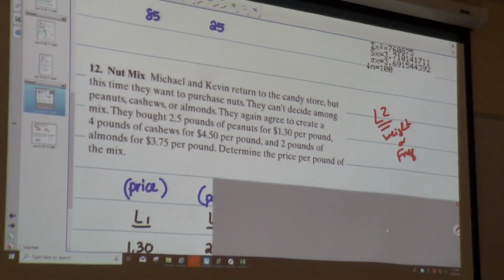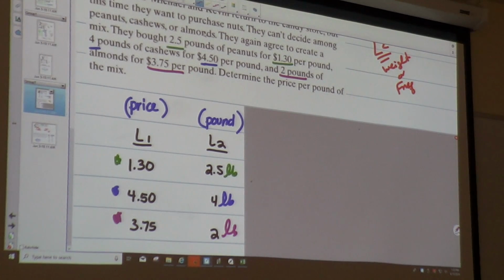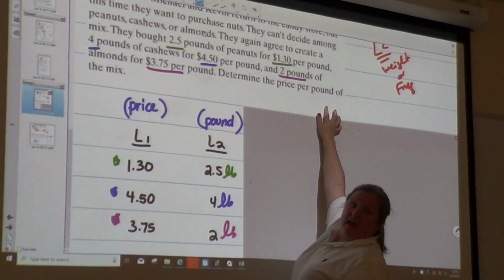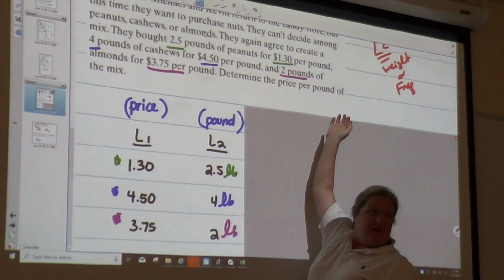So when I come over, I bought $1.30 for 2.5 pounds. I bought $4.50 for 4 pounds. And then I bought 2 pounds for $3.75. There's my data. I type that in L1 and L2. And y'all, it even says it right here: price per pound. Price is first, pound is second. That also reminds you of your L1 and your L2.